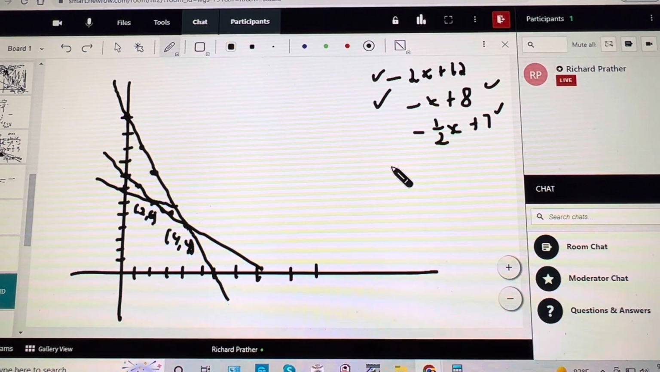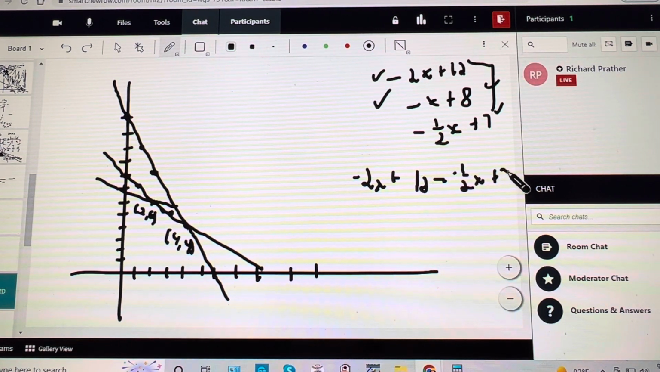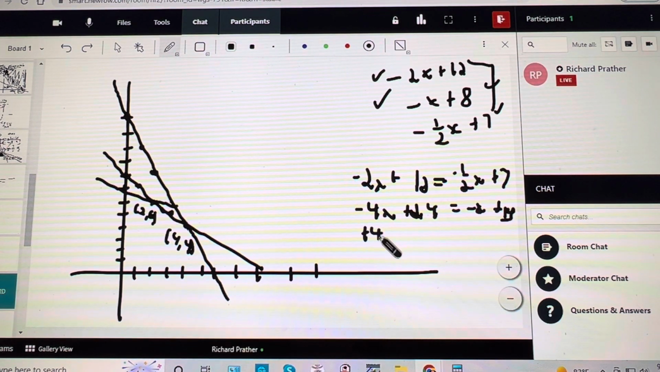So the only question is, when do the 12 and the 7 cross each other? And maybe I should just set those equal to each other. Negative 2x plus 12 equals negative 1/2 x plus 7. You could double it to negative 4x plus 24 equals negative x plus 14. Add 4x.